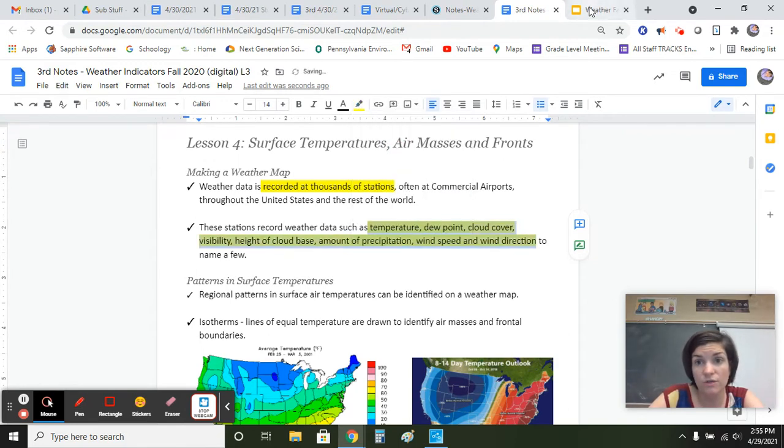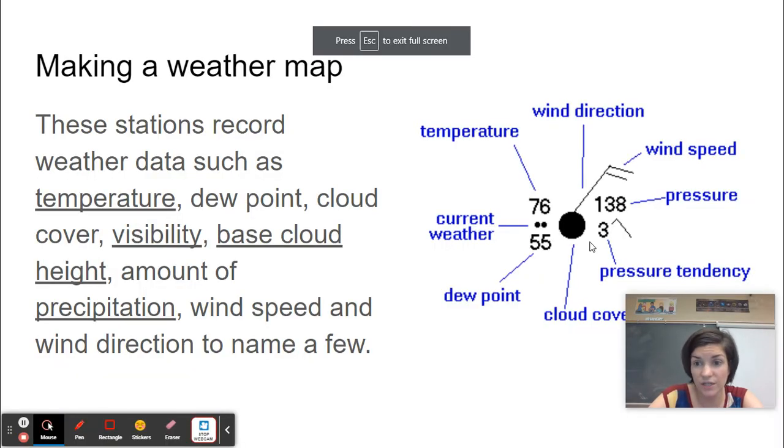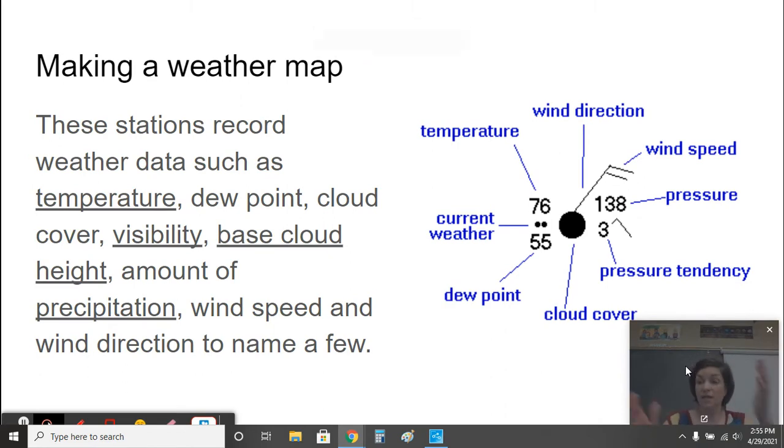Now, let me show you. This is going to be like a preview for what you're going to see in this unit. Once a weather station collects that data, obviously it shoots it out to the rest of the world, and it shoots it out looking like this. This is a weather station model that would be sent to other meteorologists, and they're all set up the same way. They all have this circle in the middle, and that circle is going to show cloud cover. So at this station, I can already tell the sky is 100% covered with clouds, okay?